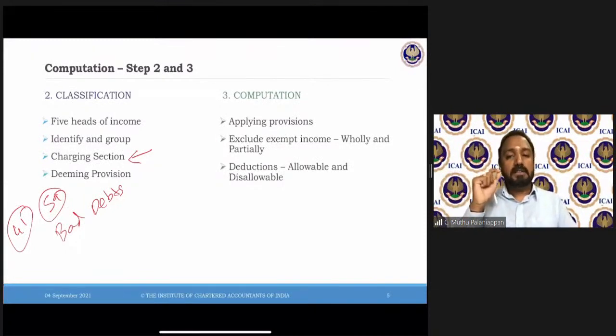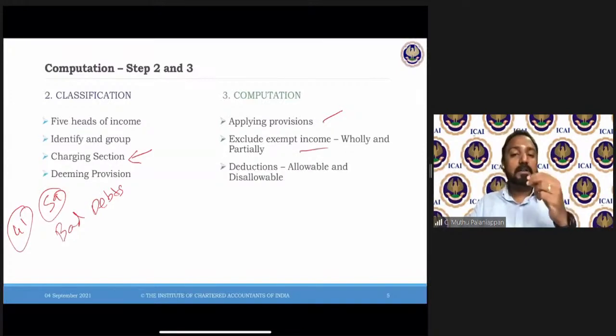Both say there are certain provisions which are deeming provisions, which will be deemed to be an income, or in some cases deemed to be an expenditure. So these are called deeming provisions. All this has to be considered, right? So applying these charging and deeming provisions, you compute income under each head.